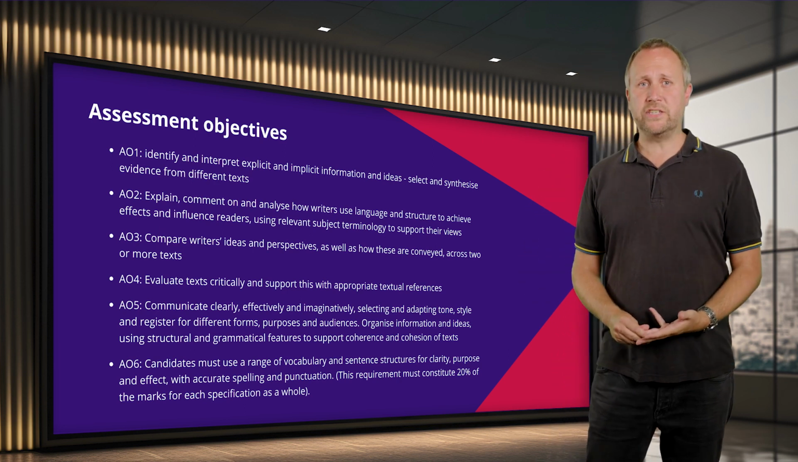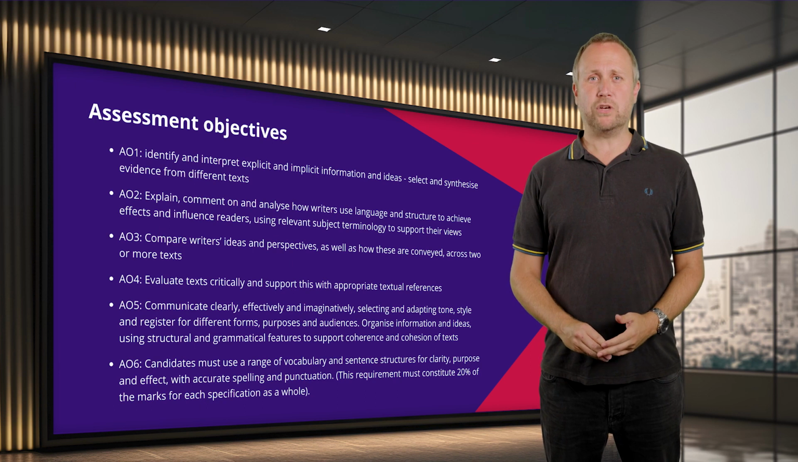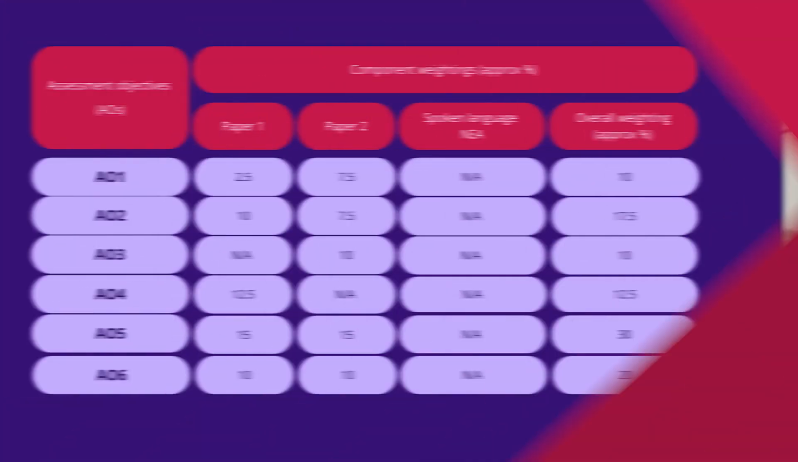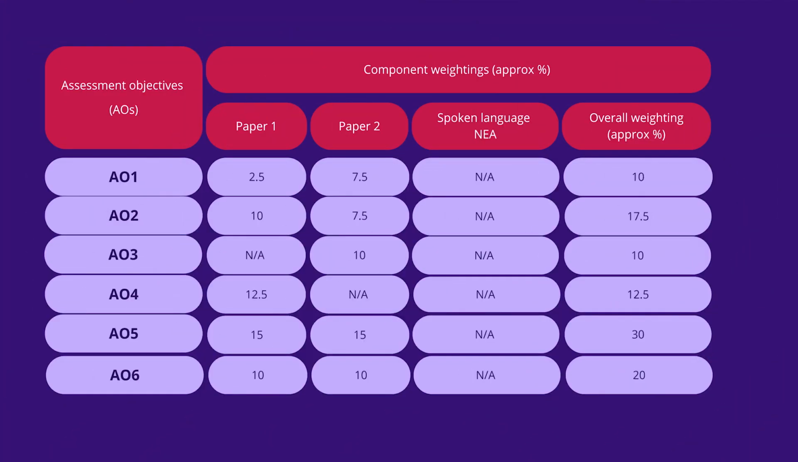Now let's see how the assessment objectives are weighted and then mapped across the specification. This first table shows you how the assessment objectives are distributed across the 2 papers. The first thing to notice is the 50-50 split between the reading and writing sections. For the writing assessment objectives, AO5 and AO6, you can see how the initial guidance has been applied, with 20% of the specification total resting on AO6.